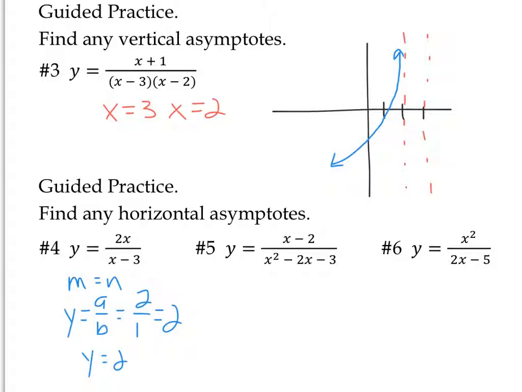And that would be a dashed line going across the graph. Like if this is at 2, we'd have a dashed line going across here at y equals 2. So y equals is a horizontal line, x equals is a vertical line. Vertical asymptotes, horizontal asymptote.